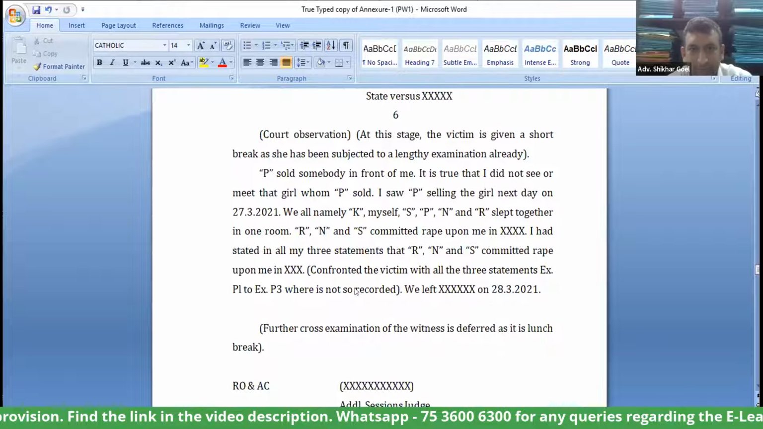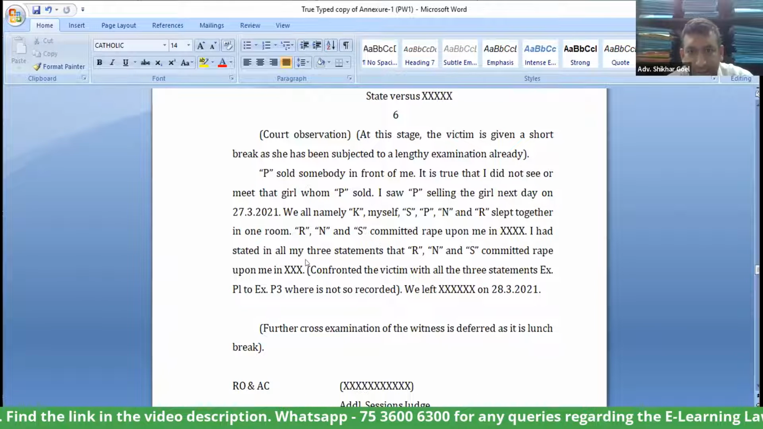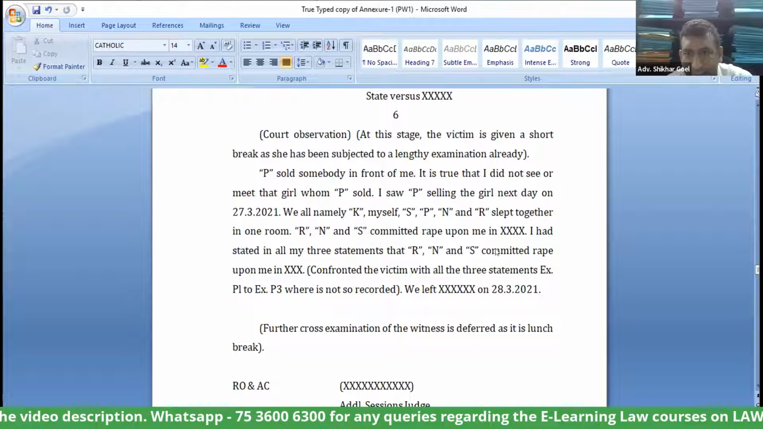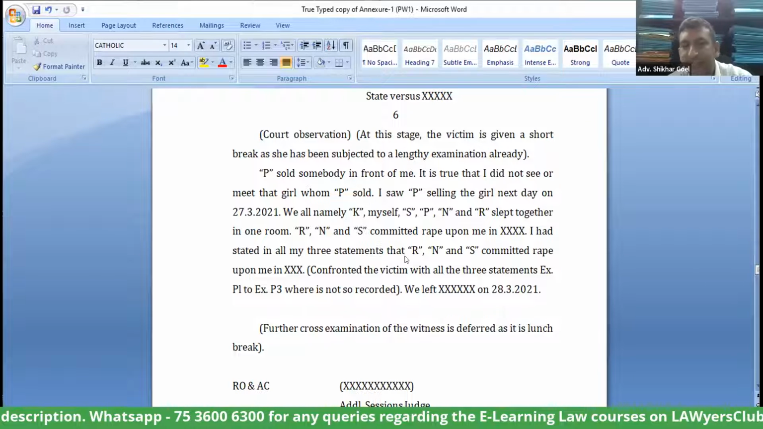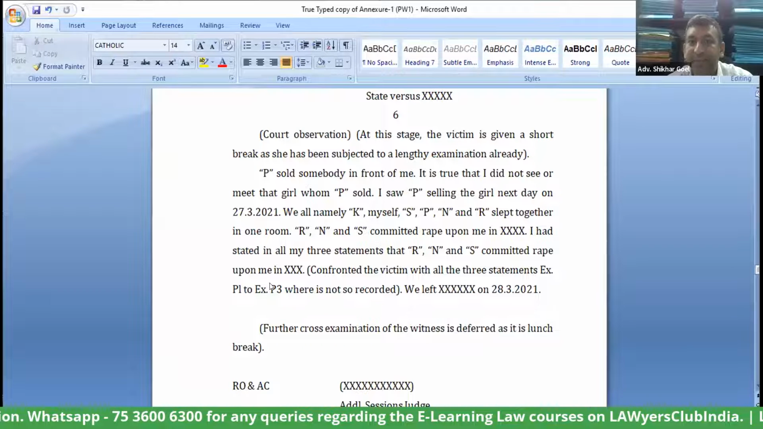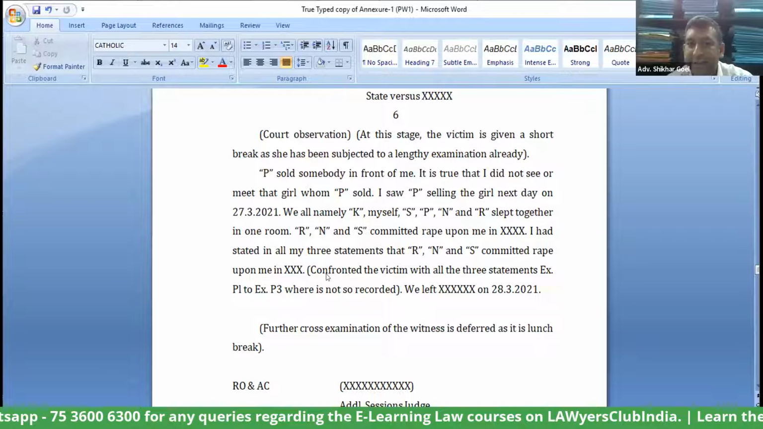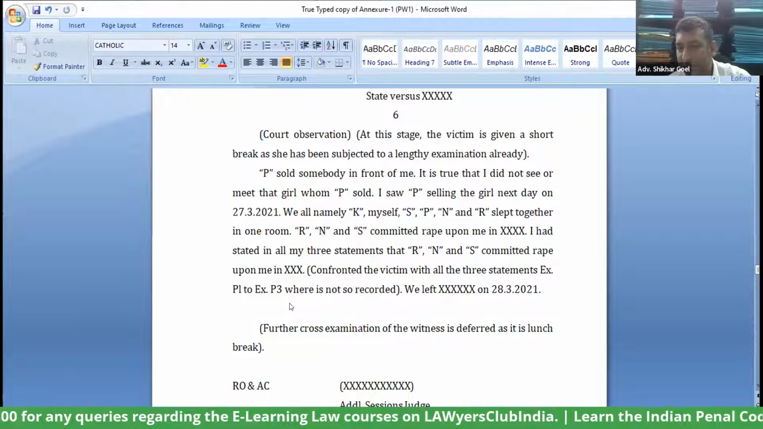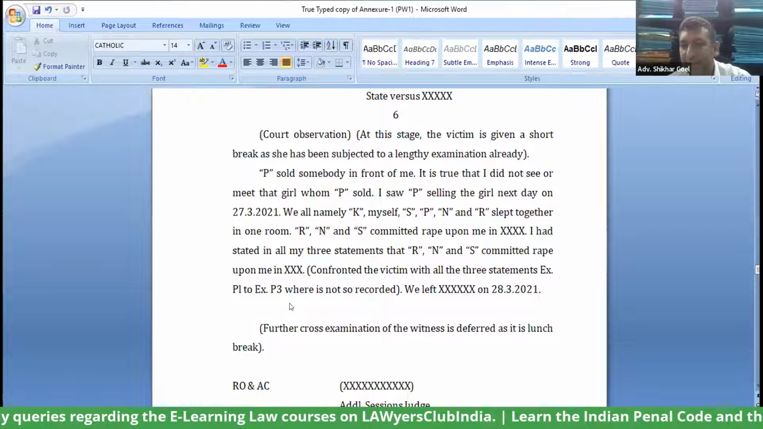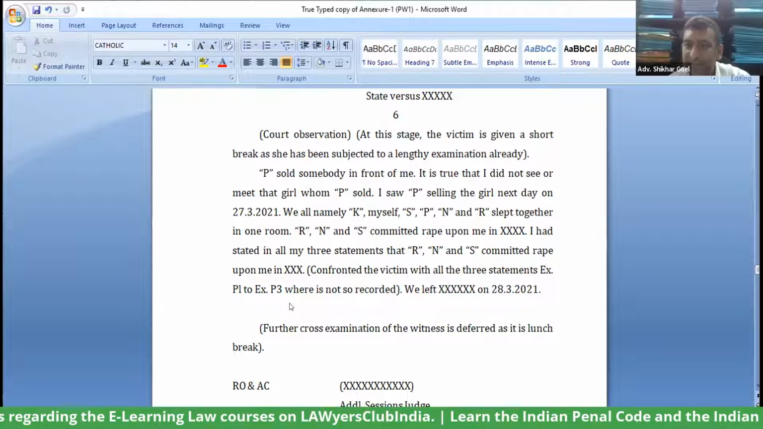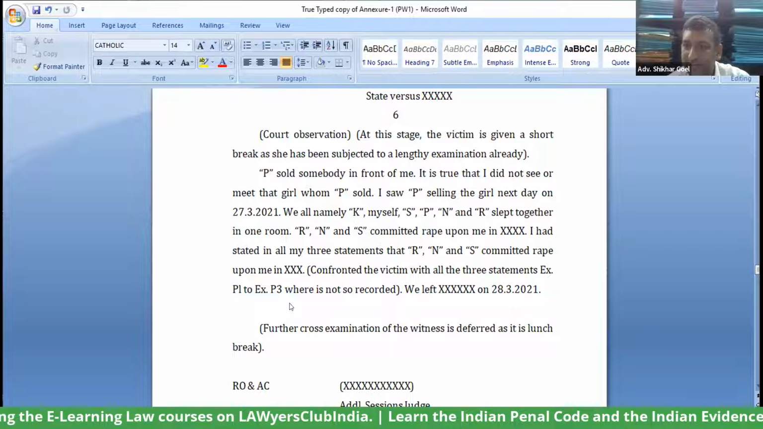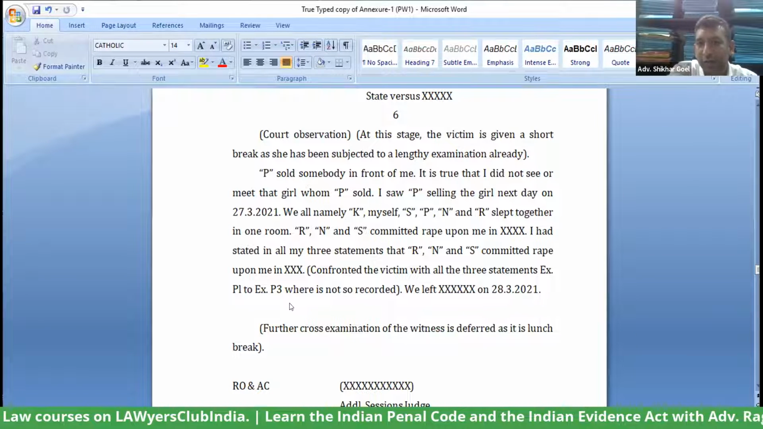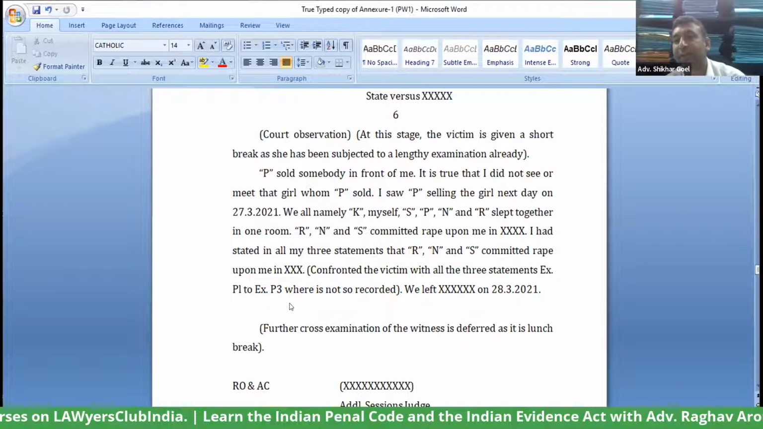अब यहां देखिए, मैंने उससे पूछा कि I have stated in all my 3 statements that R, N, and S committed rape upon me in XXX city. Confronted the victim with all the 3 statements, which is exhibit P1 to exhibit P2. If you remember what had happened in the evidence in chief, these 3 were exhibits of the state, exhibit of the prosecutrix, correct? अब मैं उसी की स्टेटमेंट से उसको कन्फ्रंट कर रहा हूं, और वो where it is not so recorded.